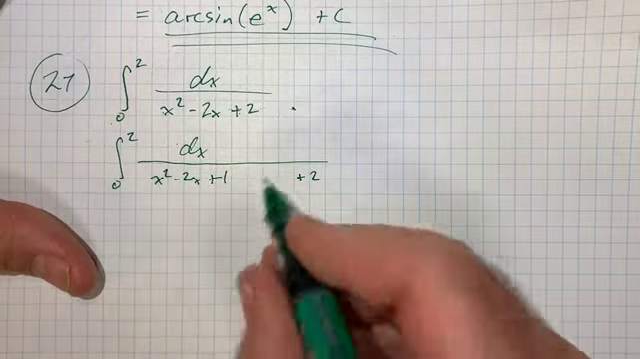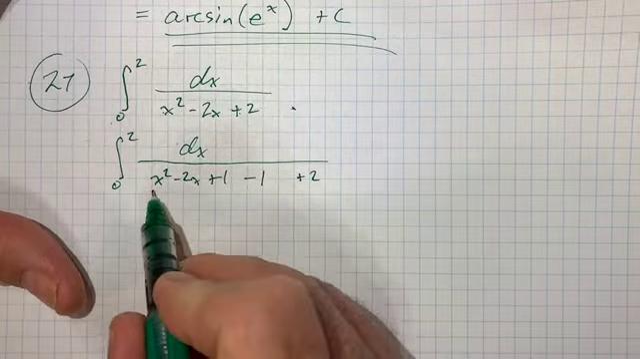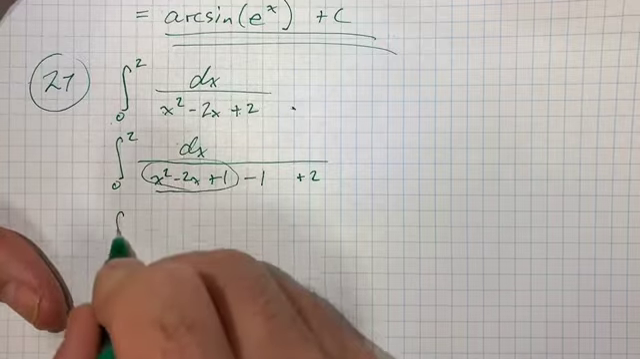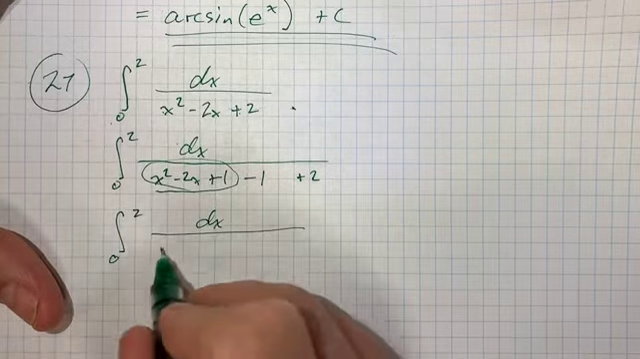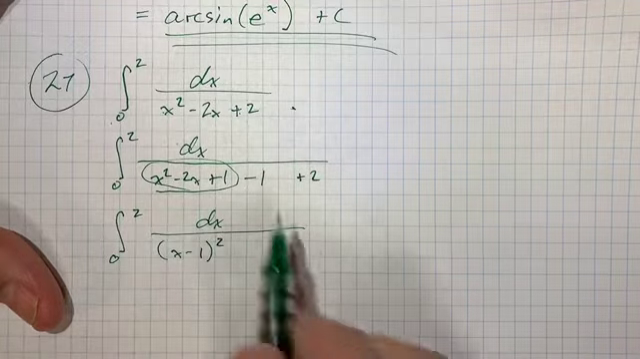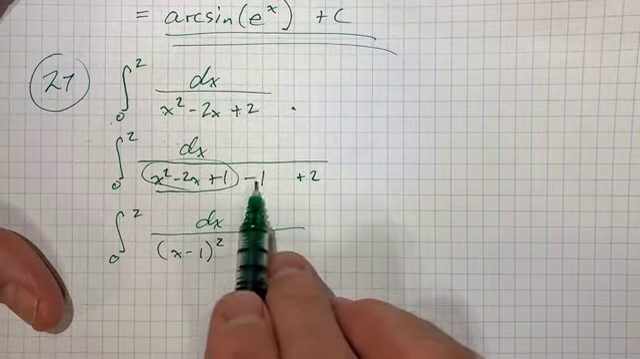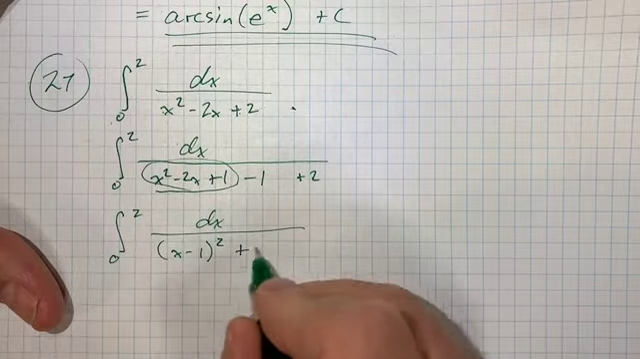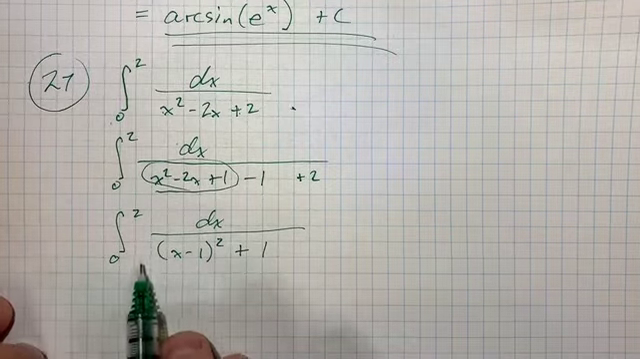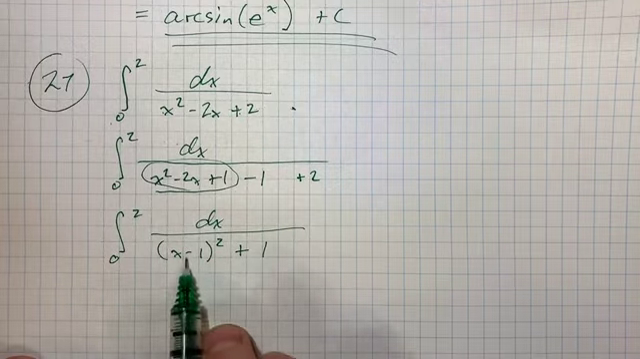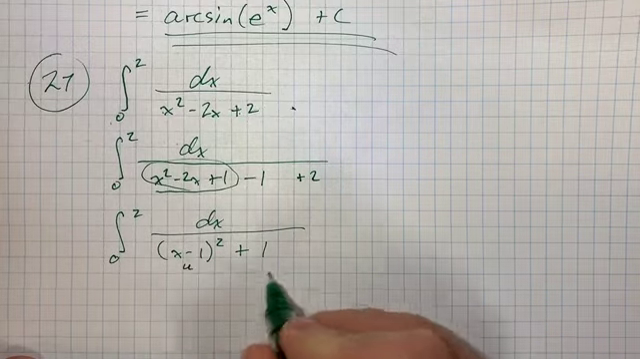But if I add on 1, then I subtract off 1. These three become 0 to 2. This becomes dx. This becomes x minus 1 squared. And now these two become minus 1 plus 2. That's plus 1. Now I can see my arc sine, or not arc sine, this is arctan. Arctan because it doesn't have a square root. So it's u squared and a squared. That's u and that's a.